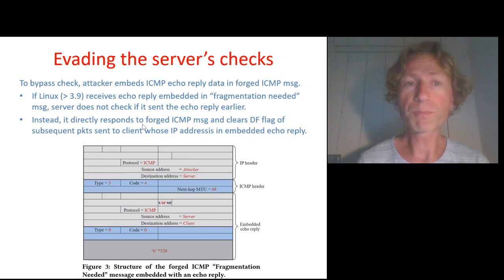And thus it responds to this forged ICMP message. And here's the interesting thing. It will now clear the DF flag of all the subsequent packets that are sent to this client, whose IP address is in this embedded echo reply. So what we're sending is an IP header, an ICMP header, and then an embedded echo reply that is easy to provide. And then we actually have downgraded the server from using the per-socket counter to the hash-based counter.